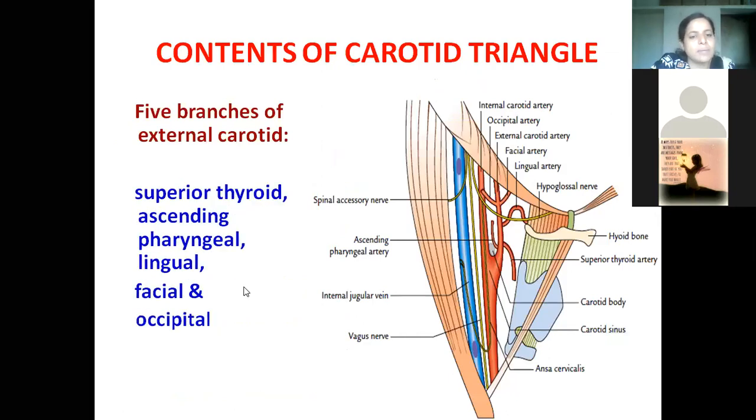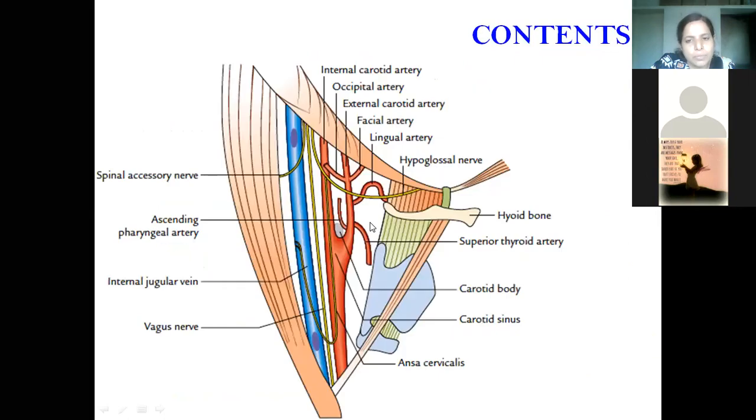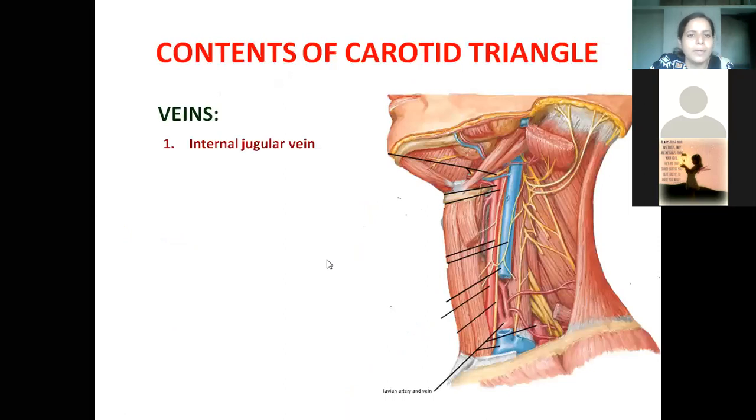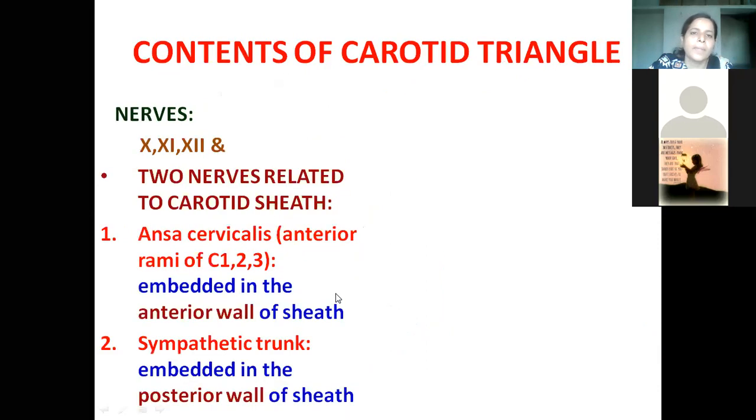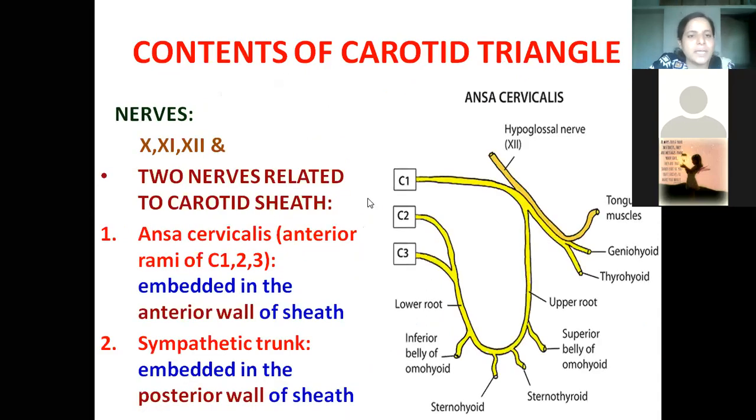This is the same thing written again: superior thyroid, ascending pharyngeal, lingual, facial, and occipital. So these are the branches of external carotid artery which we see as content of the carotid triangle. Apart from that, the carotid triangle also contains this vein. What is the name of this vein? Internal jugular vein. The internal jugular vein will have certain tributaries opening into it. What are those? We have the common facial vein, lingual vein, superior thyroid, middle thyroid, and the pharyngeal veins. Then, what are the nerves we see in the carotid triangle?